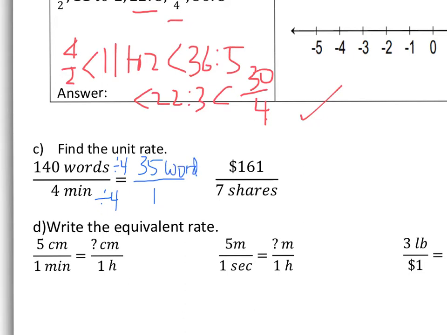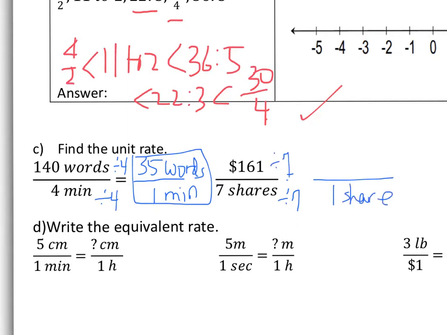So to write my final answer, I would write 35 words per minute, and that would be my unit rate. And the same thing goes for here. Divide by 7 to get 1 share in the denominator, and divide by 7 here to get $23 in the numerator. So $23 per share will be your unit rate.